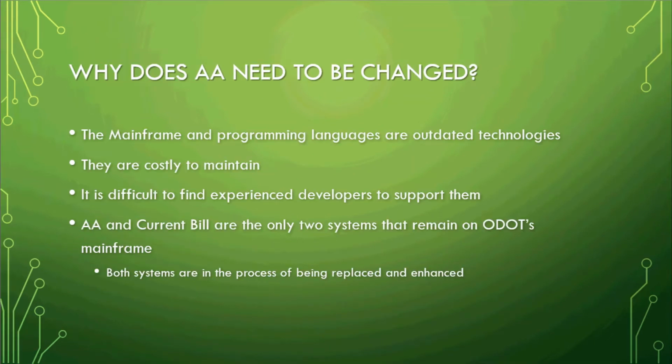So why does Appropriation Accounting need to be changed? The mainframe is a dying technology, as are the programming languages that Appropriation Accounting is built with. Because these are older and less supported technologies, they have become very costly and inefficient to manage. Most programmers who know the language or have experience using it are now retired, so it is difficult to find employees or consultants to even maintain the system, let alone enhance it to meet ODOT's growing needs. Appropriation Accounting is one of ODOT's two systems remaining on the mainframe. The other is the current bill system, which is also being actively replaced.